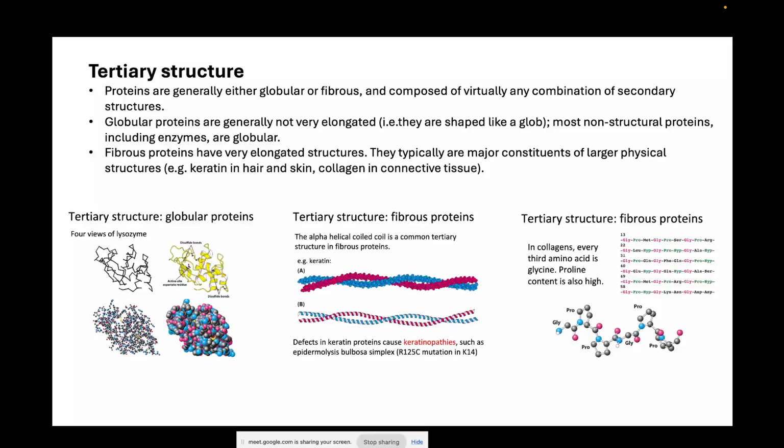Fibrous proteins, on the other hand, have very elongated structures. They are typically major constituents of larger physical structures. Examples are keratin and collagen. Collagen is a very good example of these long fibrous proteins, and this long structure helps in muscle movement. Proteins like actin and myosin and the other proteins involved in motor movement are very optimized to work in that situation, and this long fibrillar structure helps them a lot. So this is how the tertiary structures look.